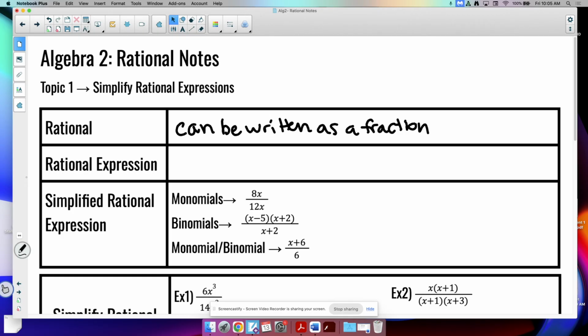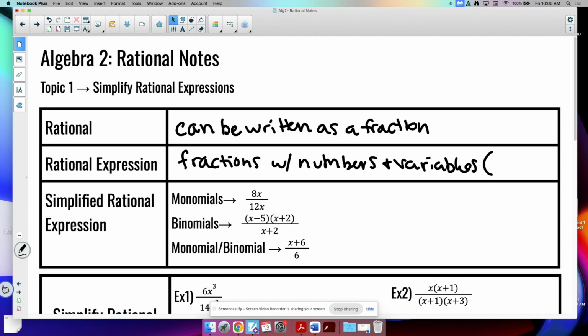A rational expression then just means fractions with numbers and variables. And then the key part about this is we are going to have no equal signs. Once you introduce an equal sign, it's going to turn into an equation, not an expression. So kind of the same thing we did with complex numbers. We are going to go through simplifying, multiplying, dividing, adding, and subtracting rational expressions.